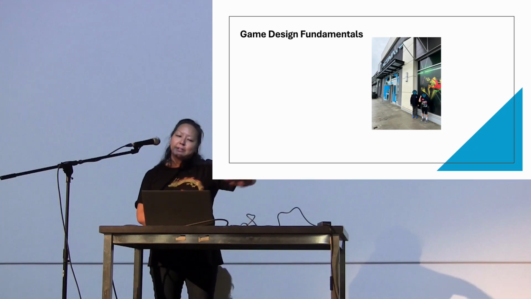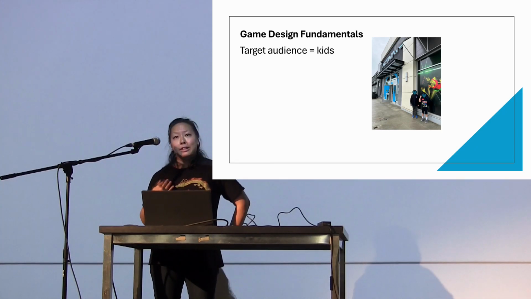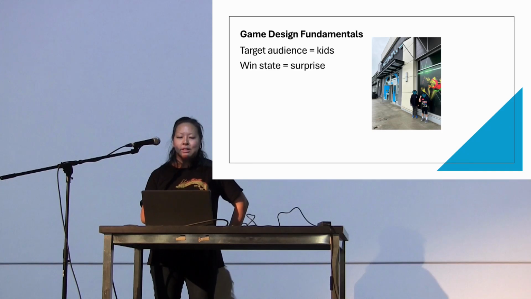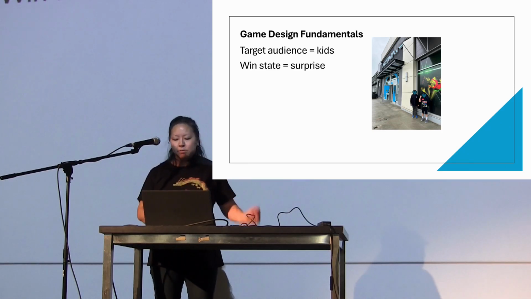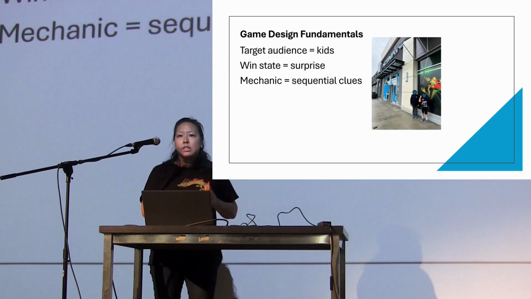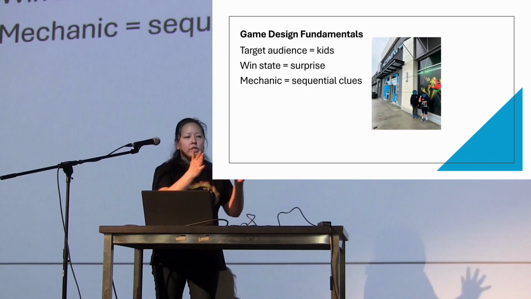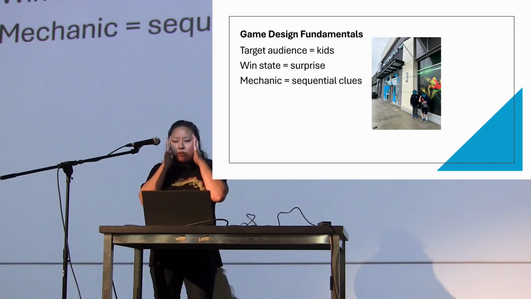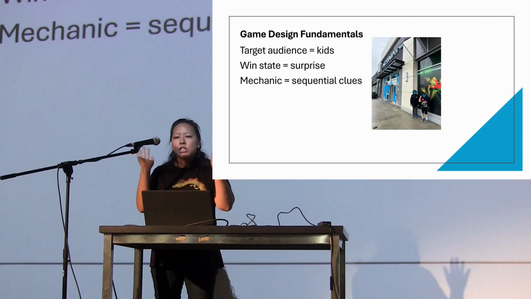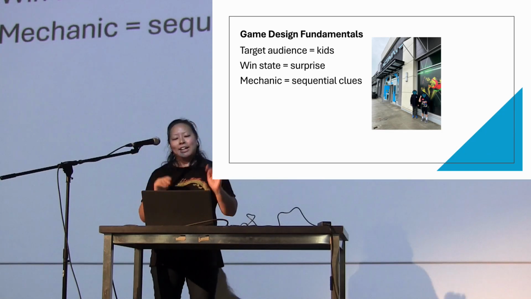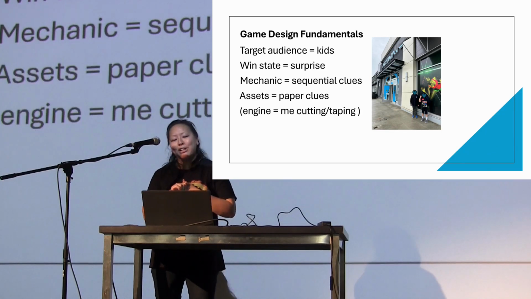Okay, so when we're running through game design fundamentals, the target audience were my kids, age 7 and 10. The win state was the surprise, which they loved. The mechanic was sequential clues. Also because I want them to focus on areas. And when we're talking about how much stuff you have, it's really weird when your kids are like, I've never seen this cupboard in my entire life. Like, cool, you just live here. So anyway, now they know.